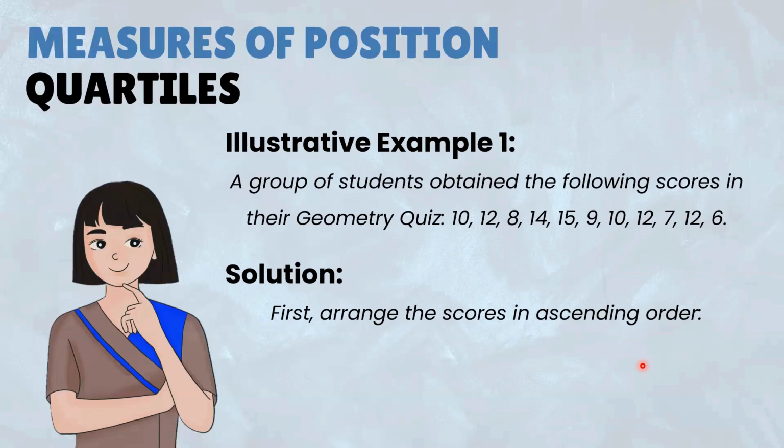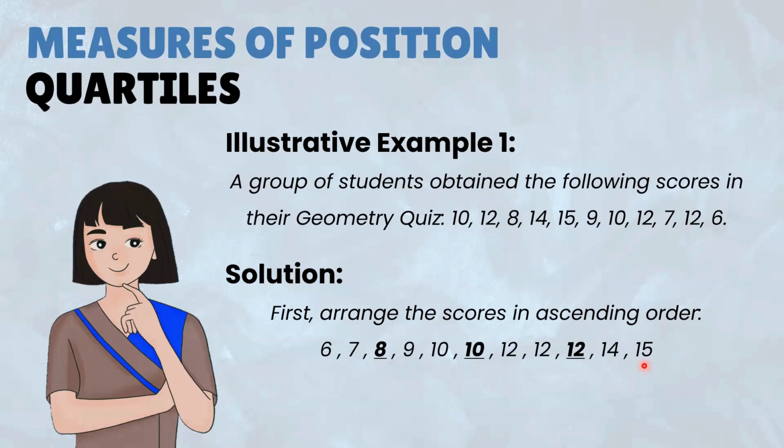So the first thing that we have to do is to arrange our values in our data set. It is helpful if we arrange our values in increasing order, though it's also right to arrange our values in decreasing order. The purpose of arranging our values in increasing order, or ascending order, from least to greatest, is for us to easily determine our quartile values. So this is now our arranged values. Our smallest value in our data set is 6 and our largest value is 15.